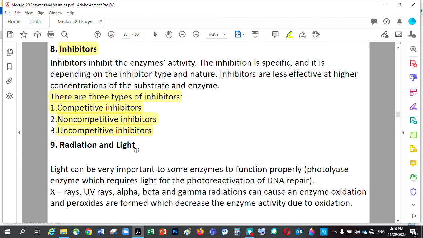Radiation and light. Light is very important for some enzymes to function, like the photolyase enzyme, which requires the light for the photoreactivation of DNA repair. X-ray, UV rays, alpha, beta, and gamma radiation can cause enzyme oxidation, and peroxides are formed, which decrease the enzyme activity due to oxidation.